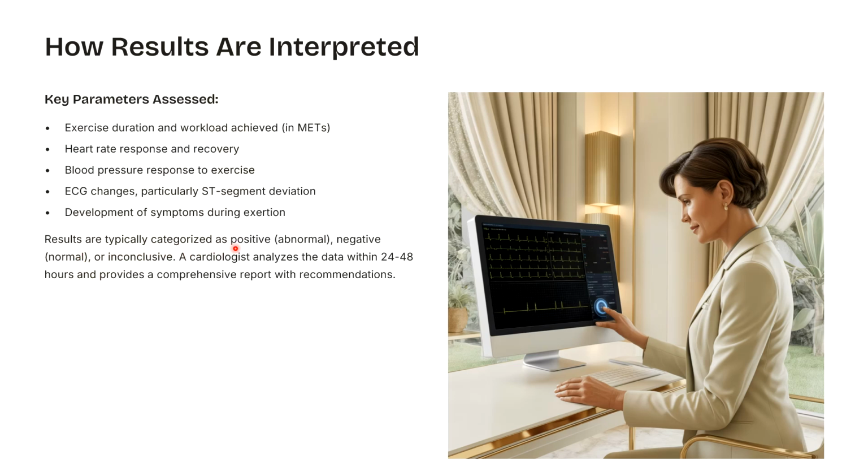Results are typically categorized as positive, negative, or inconclusive. If the results are positive, it means abnormal; negative means normal; and inconclusive means there may be some problem due to which the results cannot be interpreted. A cardiologist analyzes the data within 24 to 48 hours and provides a comprehensive report with recommendations. So this is the chapter on how the results are interpreted.